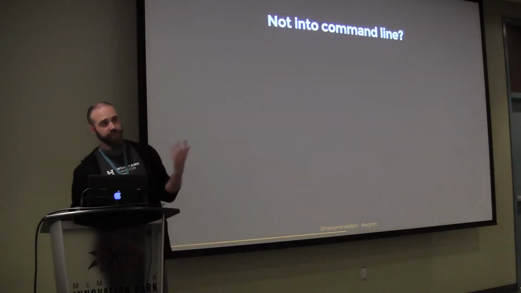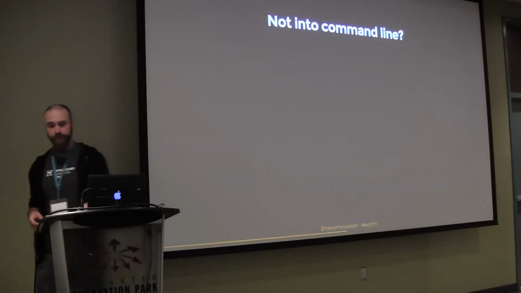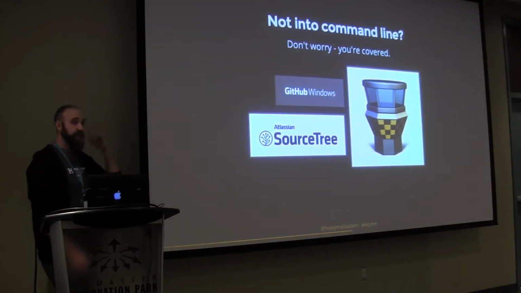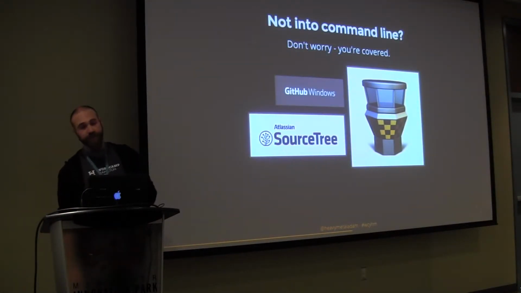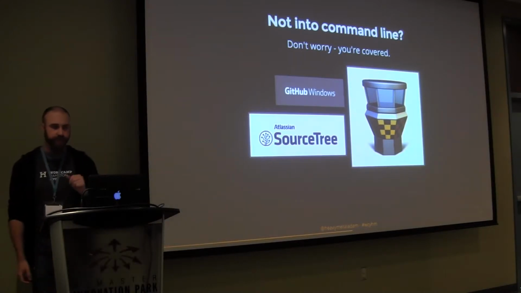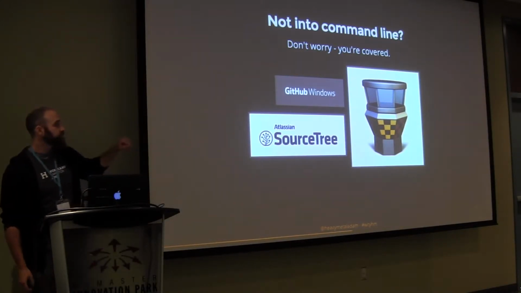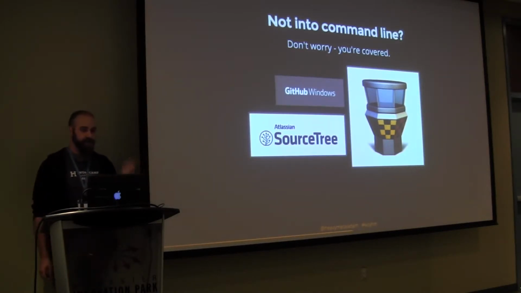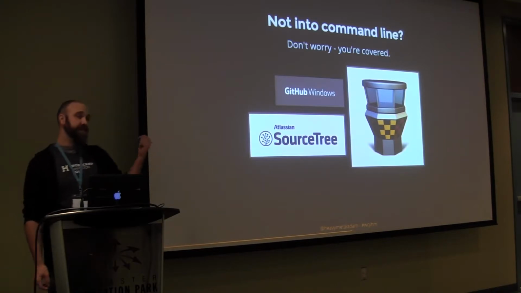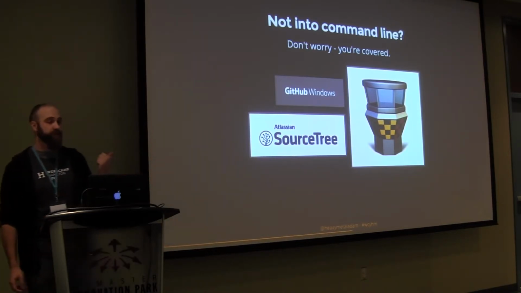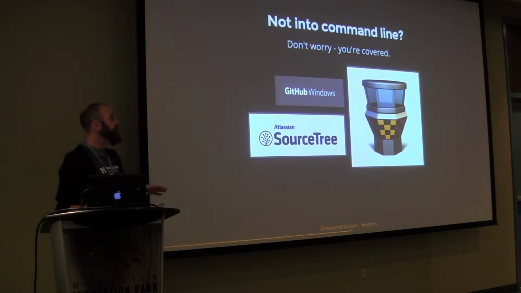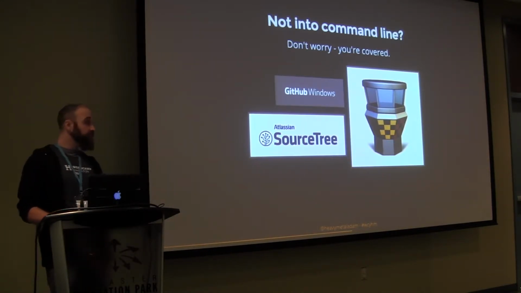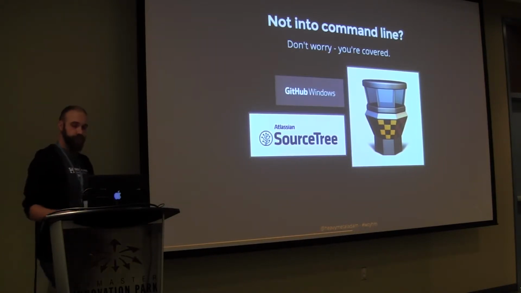Not into the command line? Git by default is a command line utility. Don't worry, there are a number of GUIs available. GitHub has an application for Windows and OS X. Not sure if it's available for Linux. The company behind Bitbucket, Atlassian, has an application called SourceTree for OS X and Windows. Git Tower is a really popular one. That's OS X only. So if the command line scares you, you can still use one of these applications. Tortoise. Tortoise is another one? Yeah, Tortoise works really well.